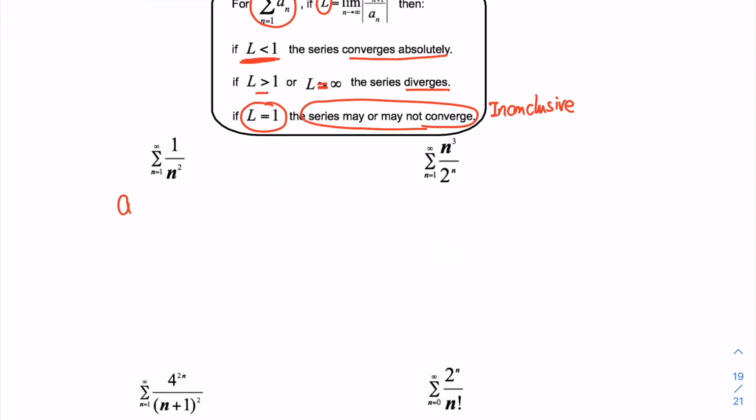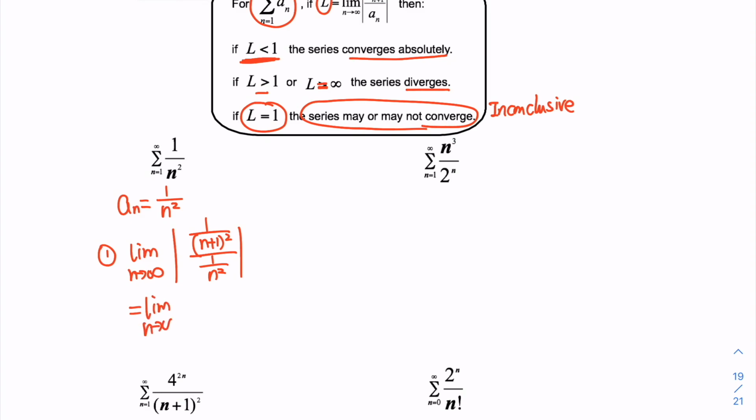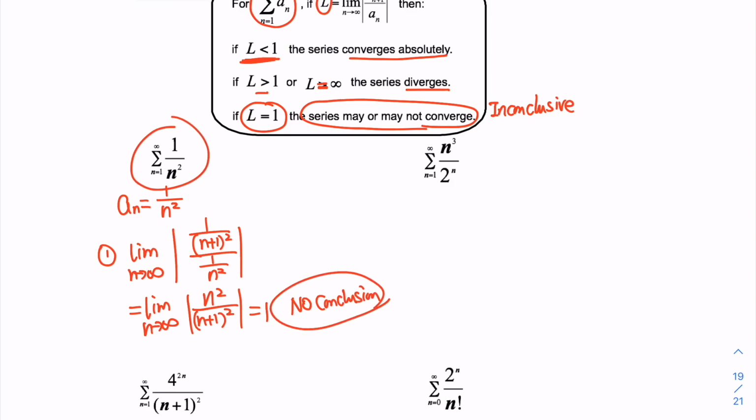Let me show you one example. Given this example, a of n is 1 over n squared. We are going to take the limit as n goes to infinity of the absolute value of a of n plus 1 over a of n. As n goes to infinity, n squared over (n plus 1) squared equals 1. Unfortunately, this one equals 1, so we cannot use this test. No conclusion. However, because this series, as we know, is a p-series, p equals 2 greater than 1, this series does converge. So if it's no conclusion, we have to use another test.